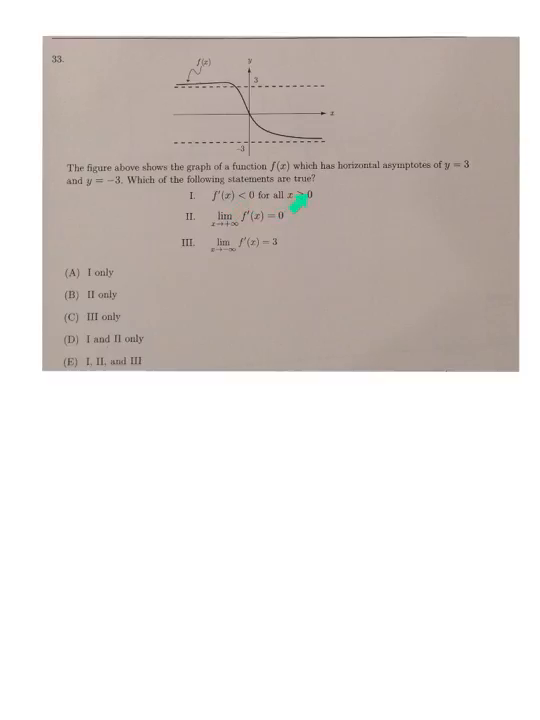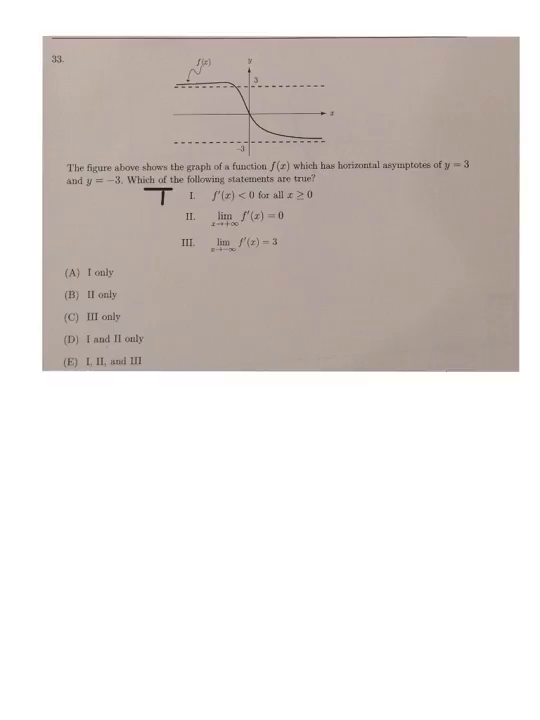So let's go up to the picture. X is greater than or equal to 0. So starting here and working our way to the right, is this slope negative? Yes, it is. Okay, it's decreasing. So therefore, Roman numeral 1 is true. So I'm just going to put a little t there for true.